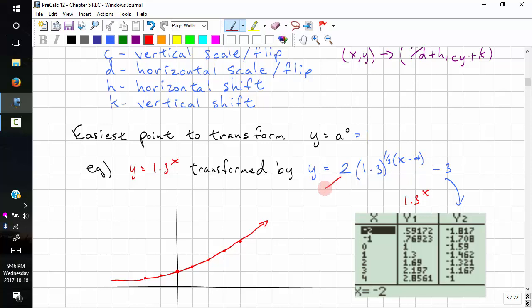So we have a vertical stretch, and we have a horizontal stretch. Remember, we're dividing by 1/3. That means we're multiplying by the reciprocal, which means we're multiplying by 3. And this is a right shift. And this is down.